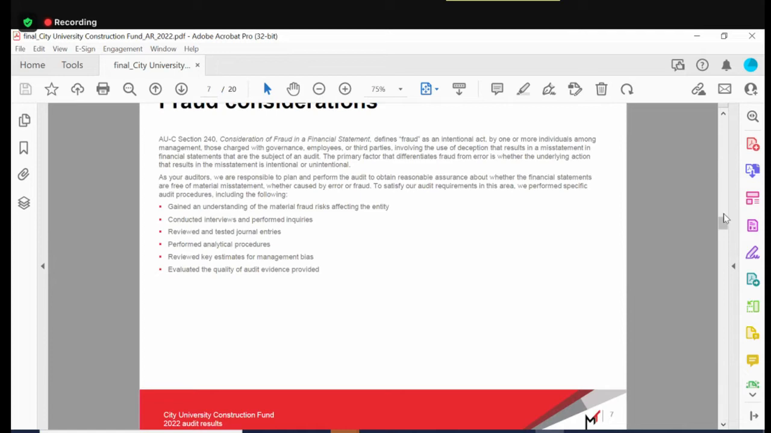As a part of every audit, we look at fraud considerations, and that's looking to see where the risks may be relating to fraud that may lead to material misstatement to the financial statements. And we perform certain procedures, including conducting inquiries of management, performing brainstorming sessions with our audit team, reviewing journal entries, performing analytical procedures, and reviewing key estimates. We did not identify any fraud or any allegations of fraud.